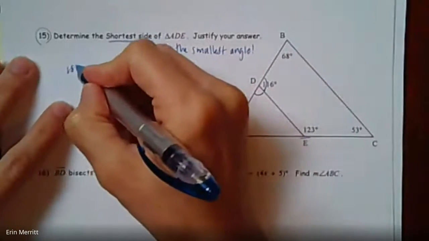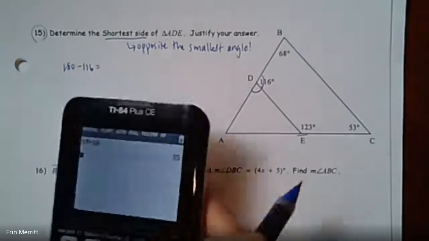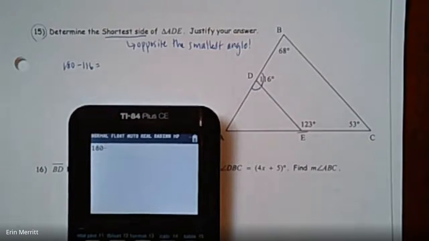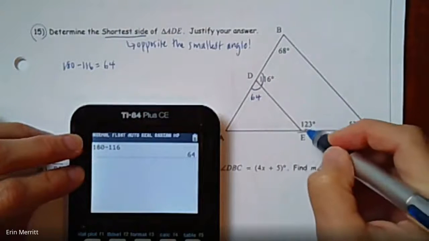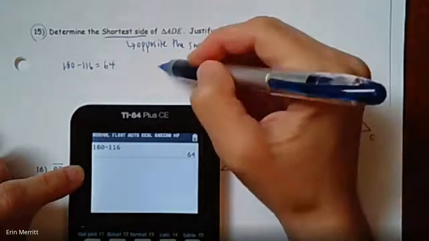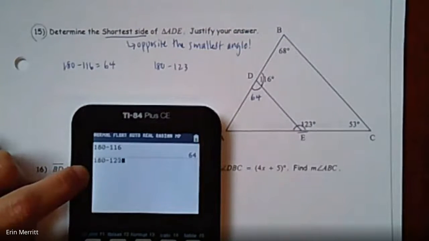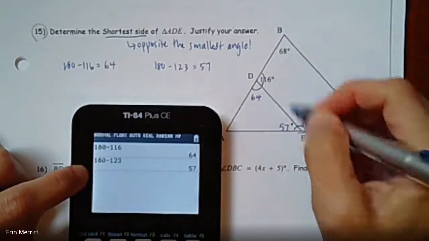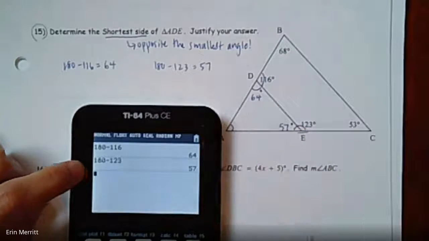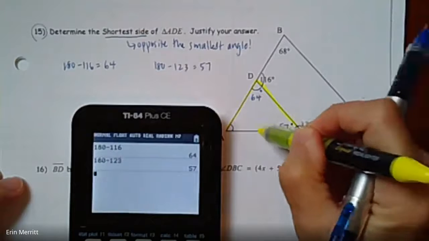So if we do 180 minus 116, that's going to leave us with 64. So this angle's 64. You can play the same game over here. So 180 minus 123, that'll leave us with 57 right next to it. Right? And then you can use the fact that they add up to 180 within this triangle right here to find that last angle.